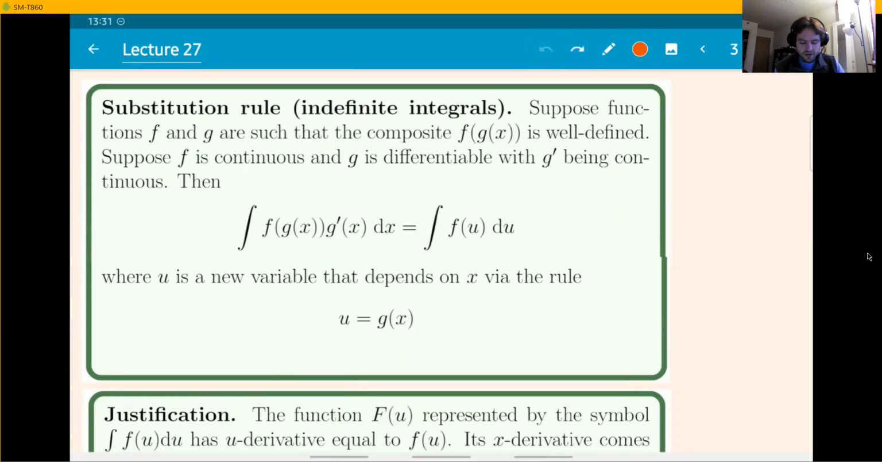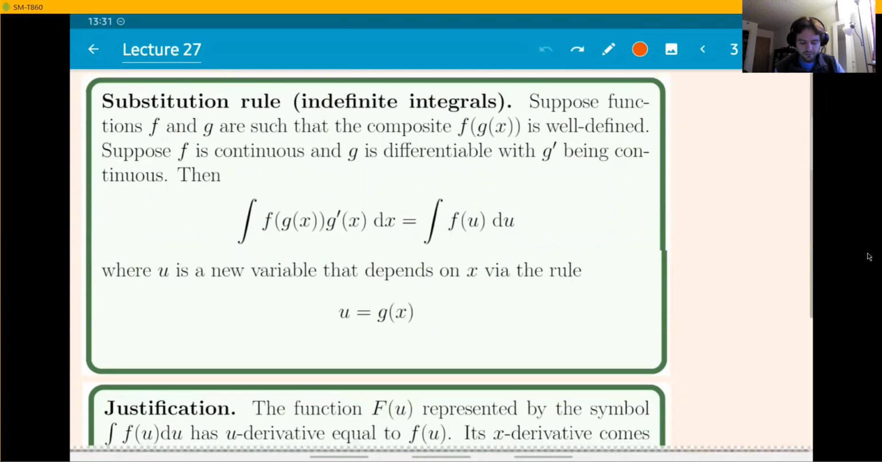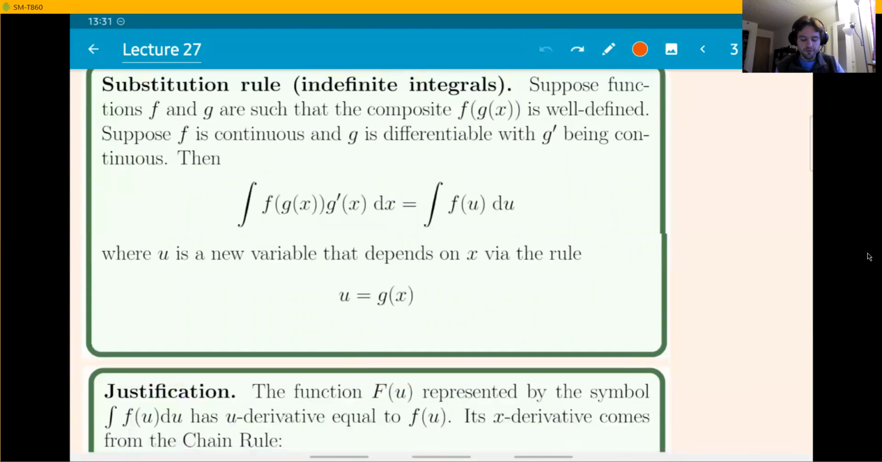So this rule is saying that whenever you see an integral where you recognize a composite function, and you also recognize the derivative of the inner function in there, then you can define a new variable, u, by using this inner function. And the integral in terms of that new variable is going to be given as with just the outer function and no g, which is a simpler integral that you can now compute.